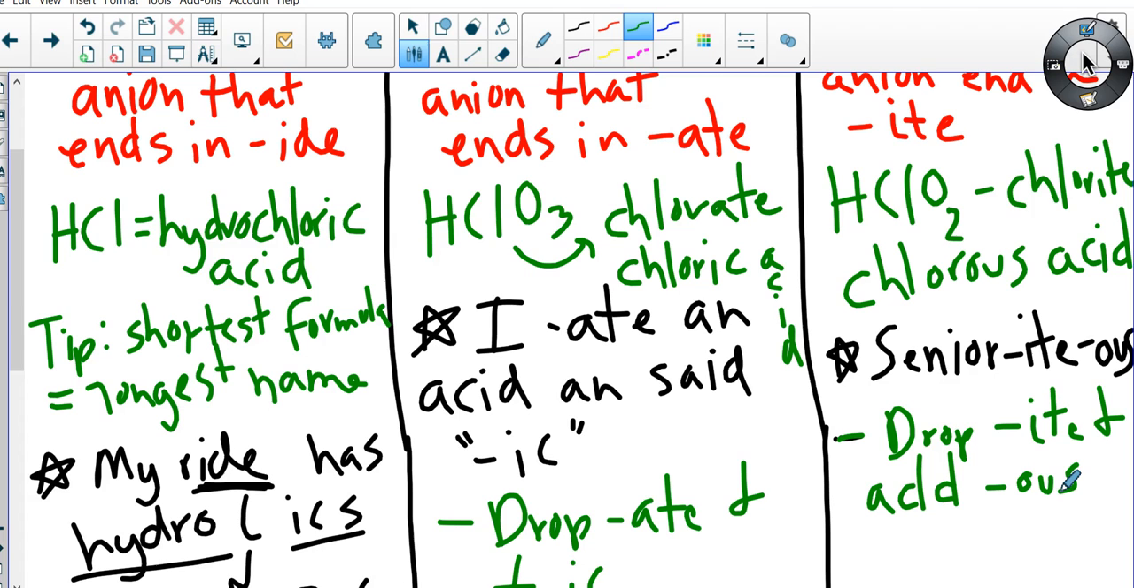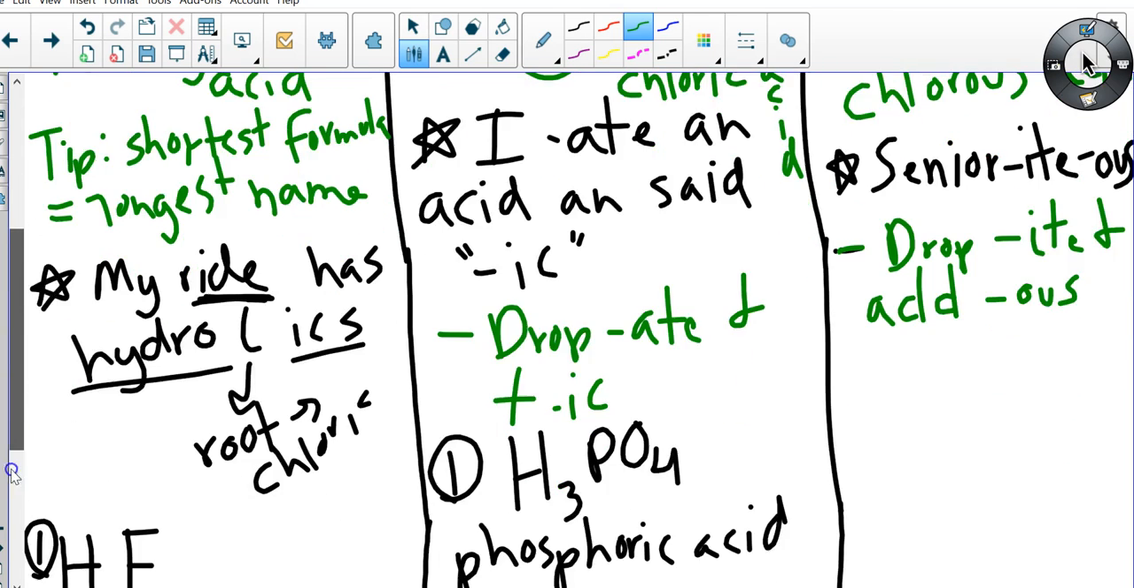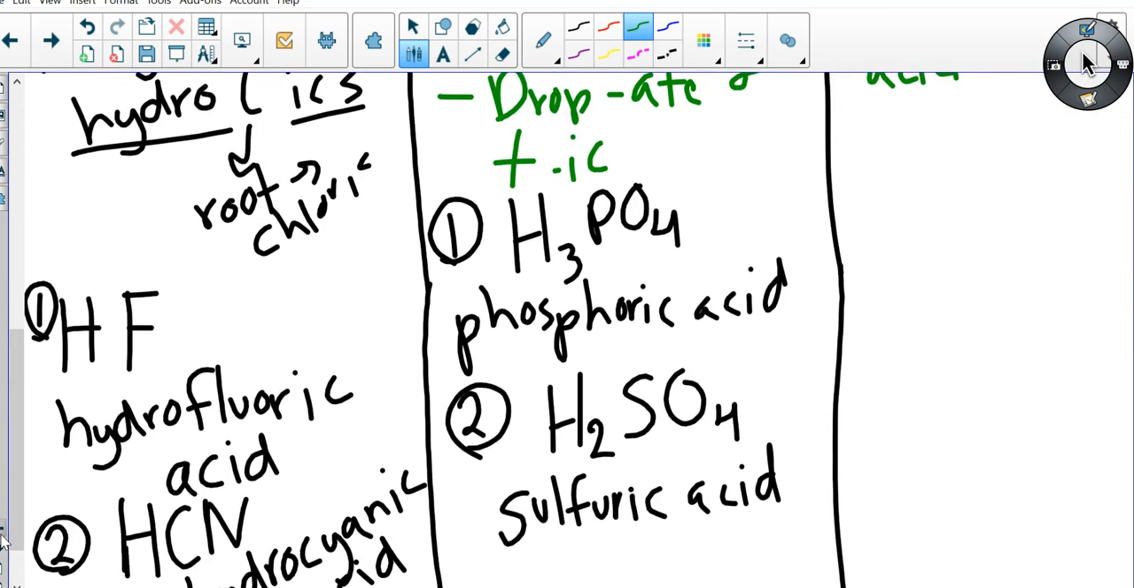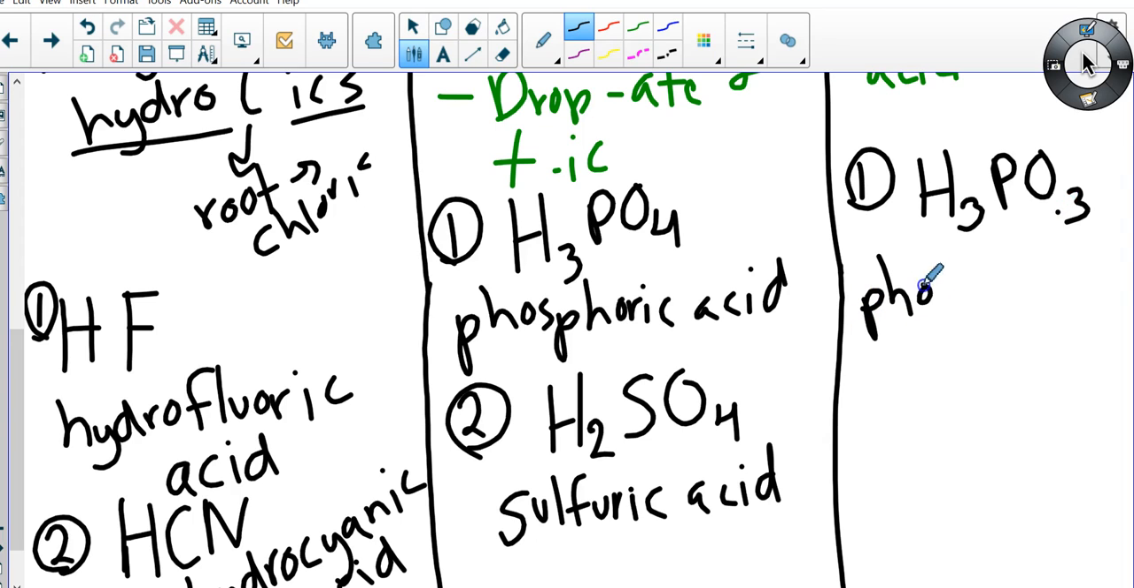All right, so anyway, on this one, I'm just going to give you one example on this screen because there's not a whole lot of them. So we just had chlorous acid. Let's do H3PO3. Okay, so that's phosphite. So now instead of being called phosphoric acid, this is going to be, drop the ite, add us, phosphorous acid.